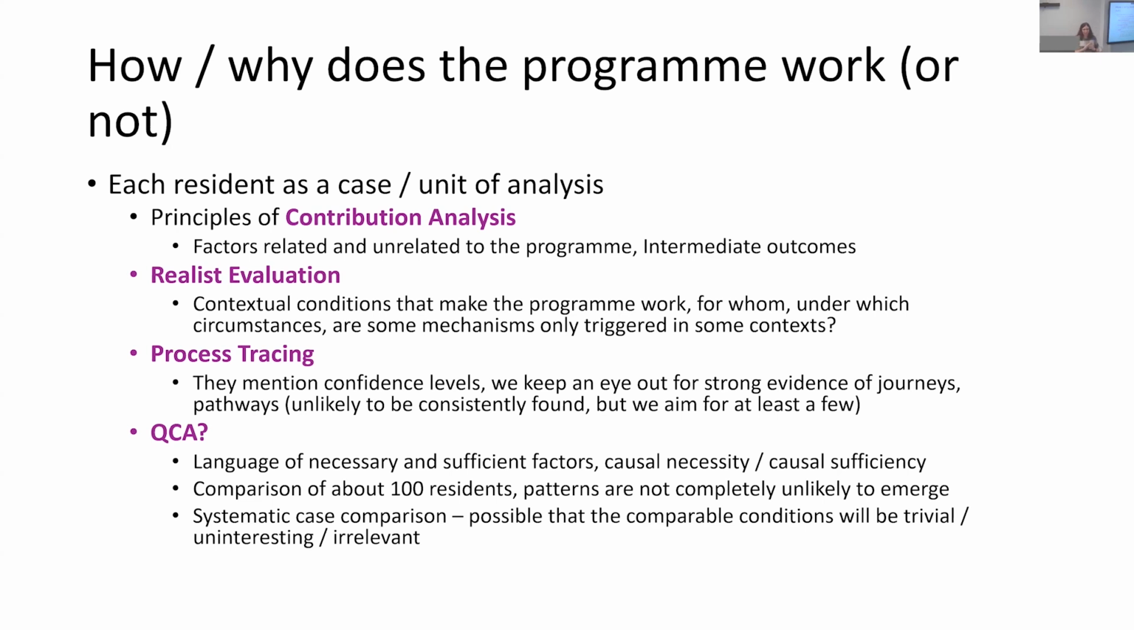Finally, QCA. In the TOR, they use language of necessity and sufficiency, systematic case comparison, factors that facilitated the achievement of the outcome. So it sounds like we have to at least consider QCA. And it seems we'll have a chance to compare about 100 residents. So even though the cases are quite unique, it's not unlikely that at least some similarities might emerge, maybe on a small number of conditions, or on subgroups of residents. There's a lot of data to work with, so it doesn't seem unlikely that patterns will emerge.